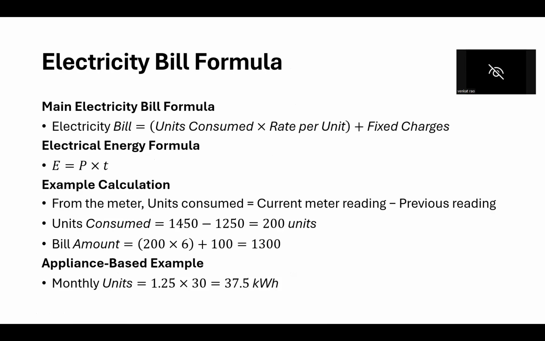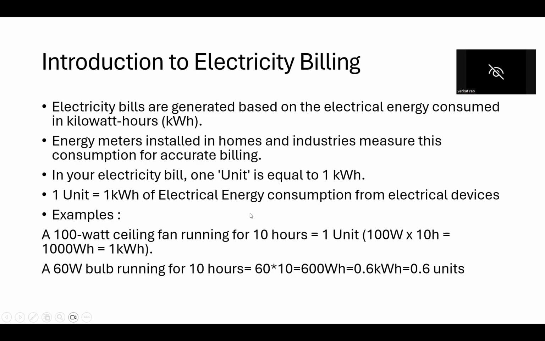So if you expand this in more detail like a formula, we can also identify the formula as electricity bill is equal to number of units consumed into rate per unit. For example, in our house, we have only a ceiling fan and a bulb. Only these two are there. So each one is consuming 1 unit plus 0.6 units. So total how many units? 1 plus 0.6. That is 1.6 units of energy consumed.